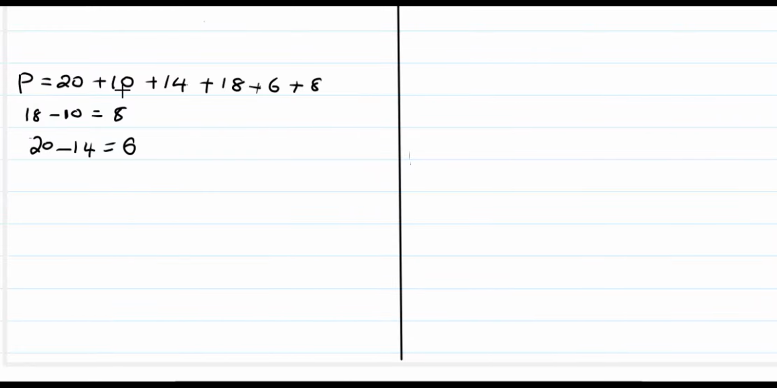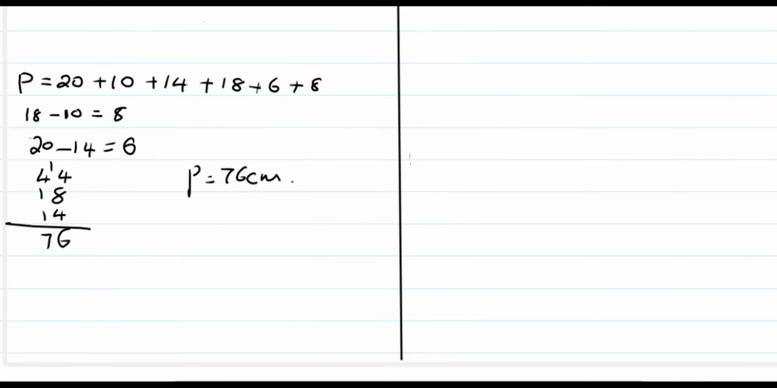I take 20 plus 10 is 30, plus 14 is 44. So let me add it like this: 44 plus that 18 is 62, then 6 plus 8 is 14. So 62 plus 14 becomes 76. So the perimeter P of that shape becomes 76 centimeters.